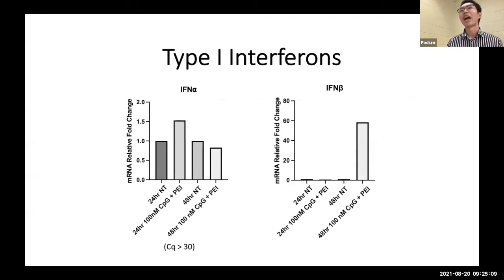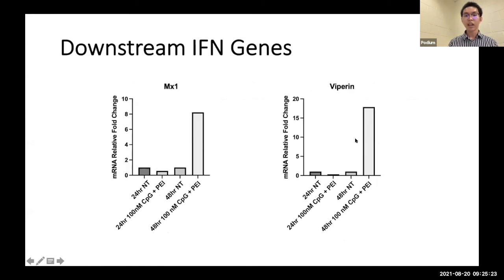So these are our qPCR results. As you can see right here, interferon beta is very upregulated, and this is our hypothesis. These are the downstream interferon genes of interferon beta. You have MX1 and Viperin, and they're both upregulated. We suppose this could be the result of the upregulation of interferon beta.